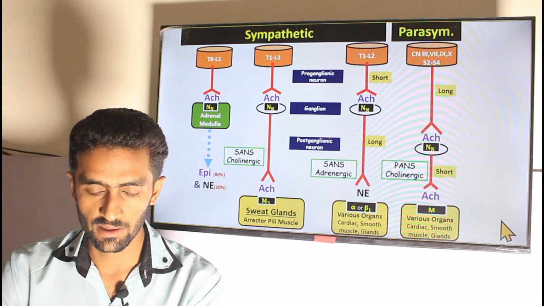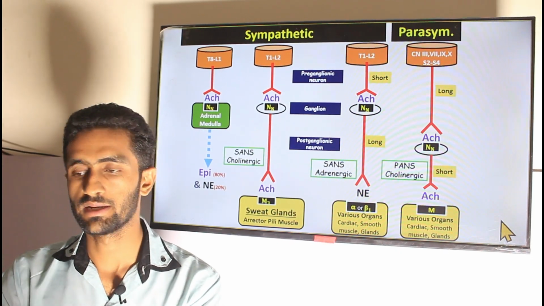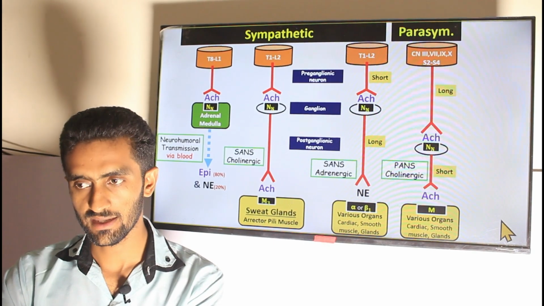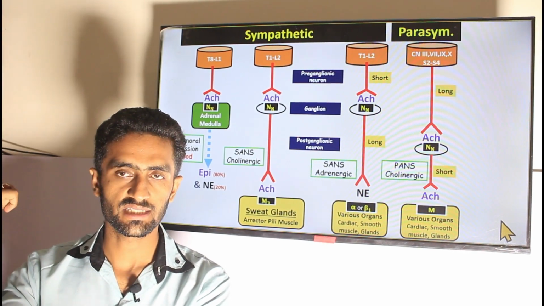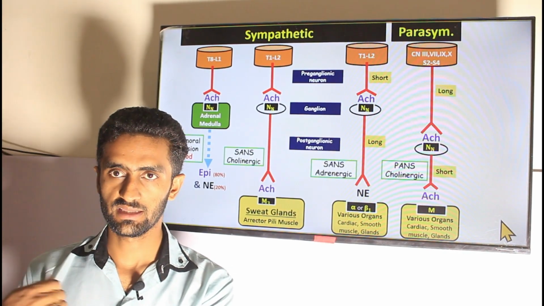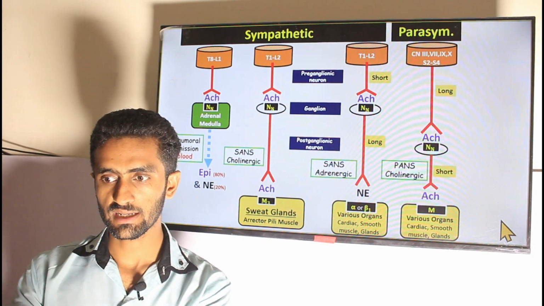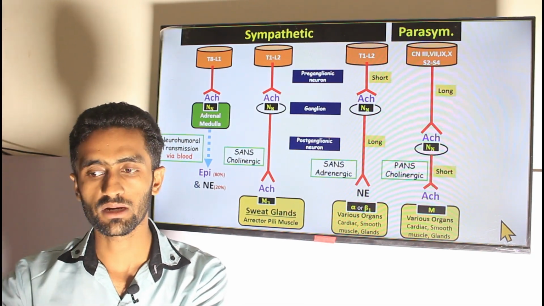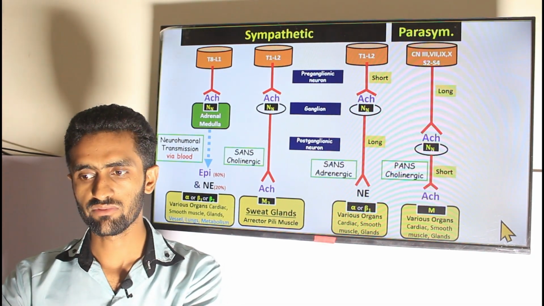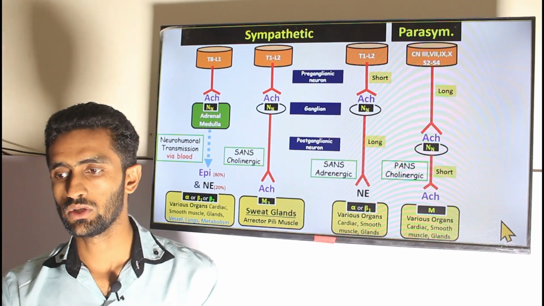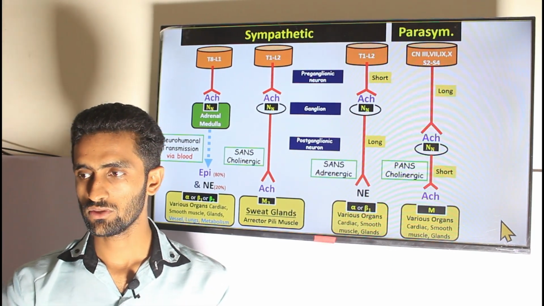Endocrine always release the secretion into the blood. So this is also, although the preganglionic is sympathetic, there is no postganglionic here; the secretion actually comes into the blood. So alpha, beta 1, beta 2. This is the basic concept you can see.